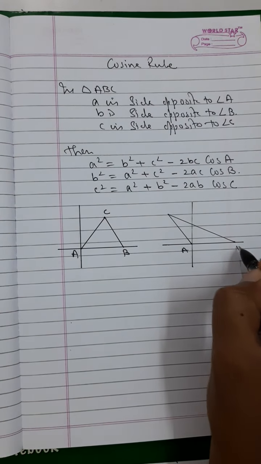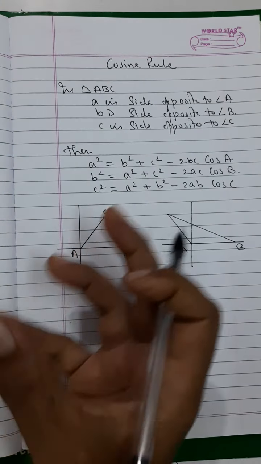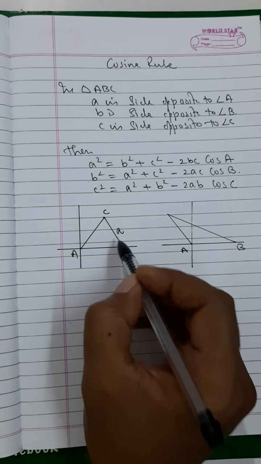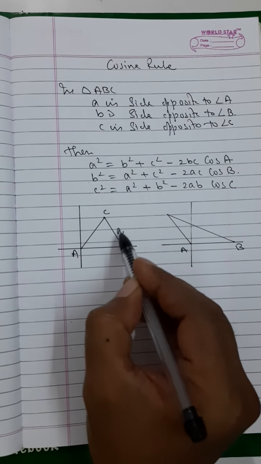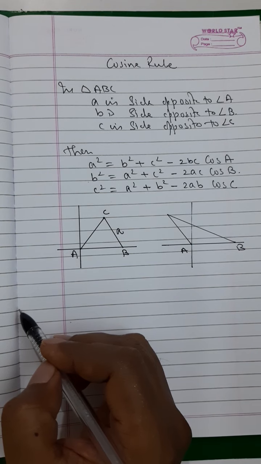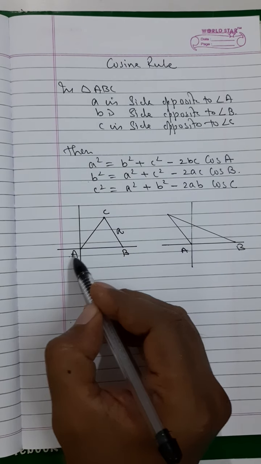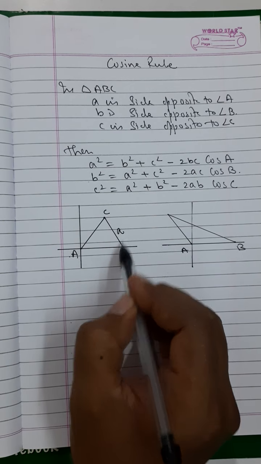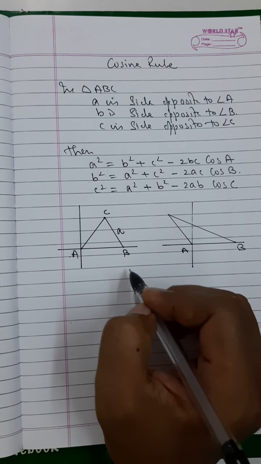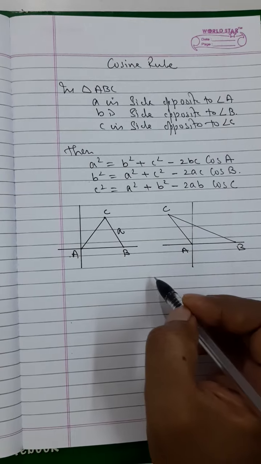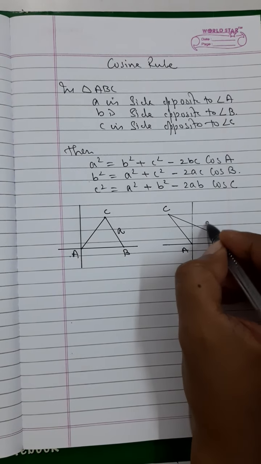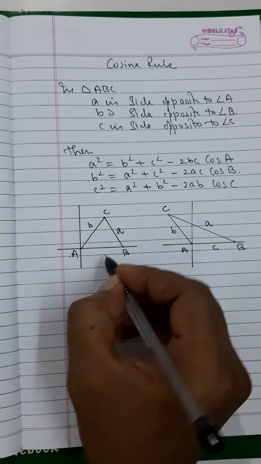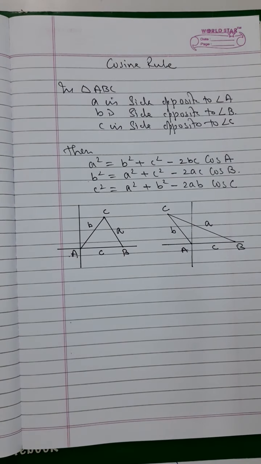You can take any orientation, because whichever way we take it, we will get the same result. Since I am going to find a square, I have taken A over here. If I want to find b square, I will take vertex B over here, so that B comes to the origin, and then things will change accordingly. So still this is A, this is B, this is C, in both triangles.